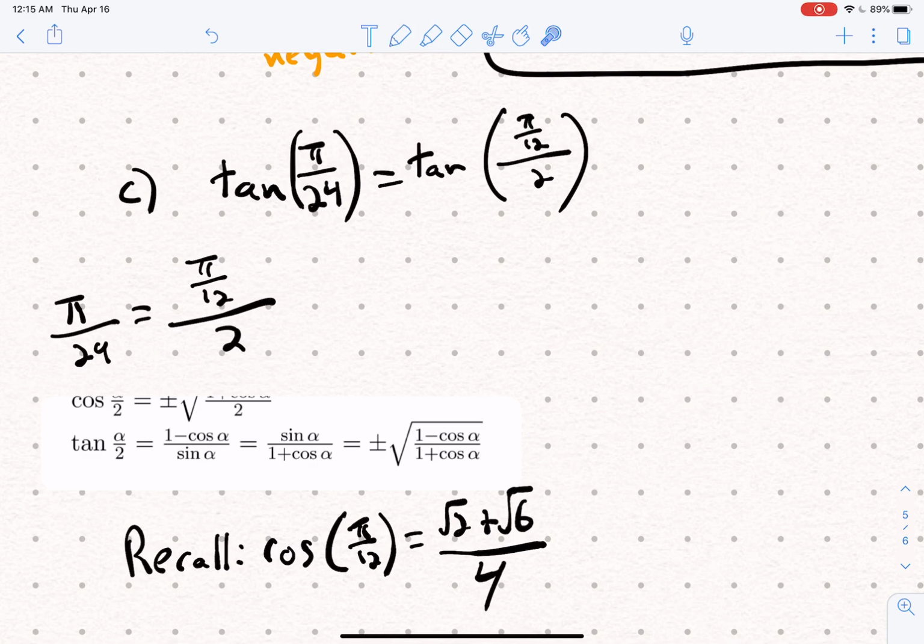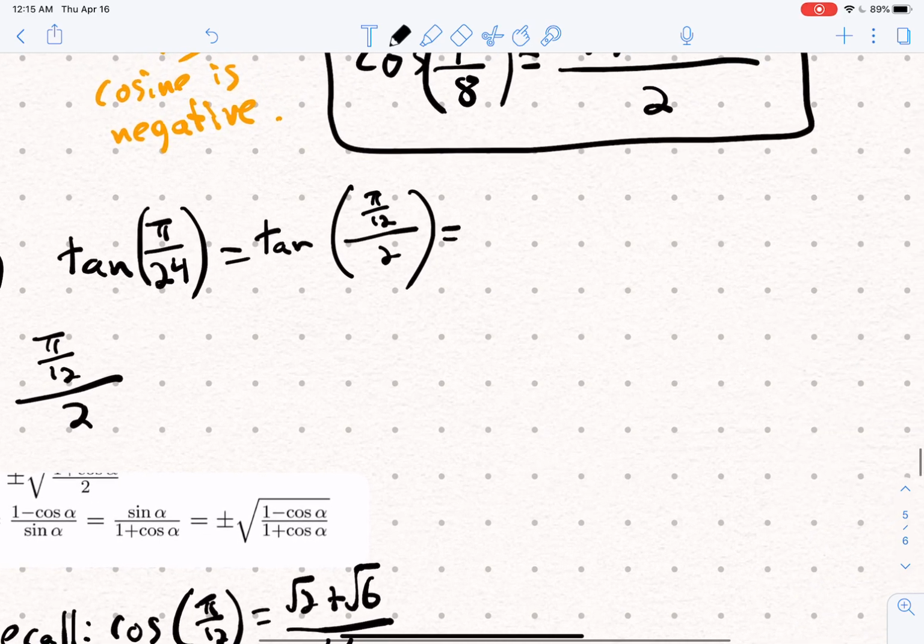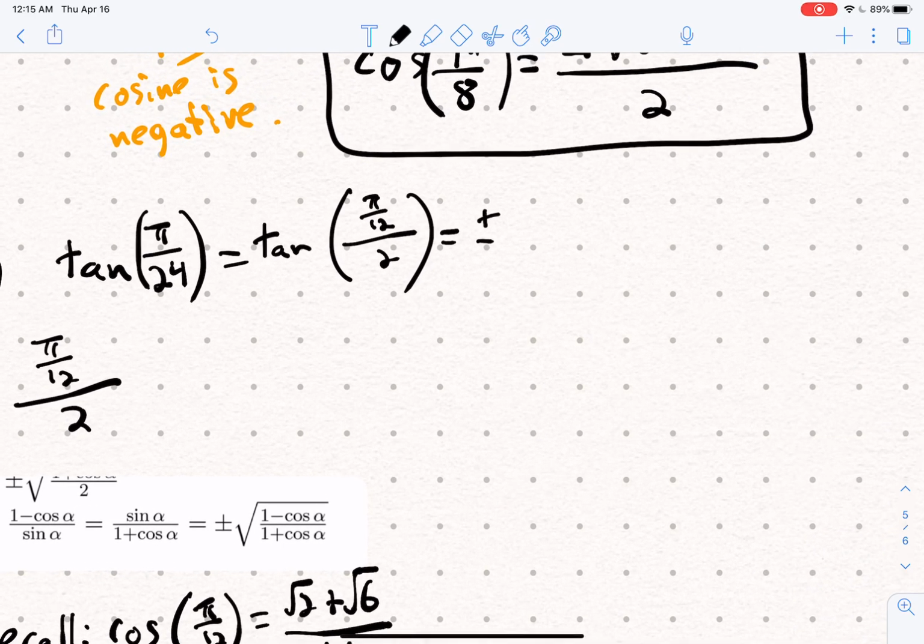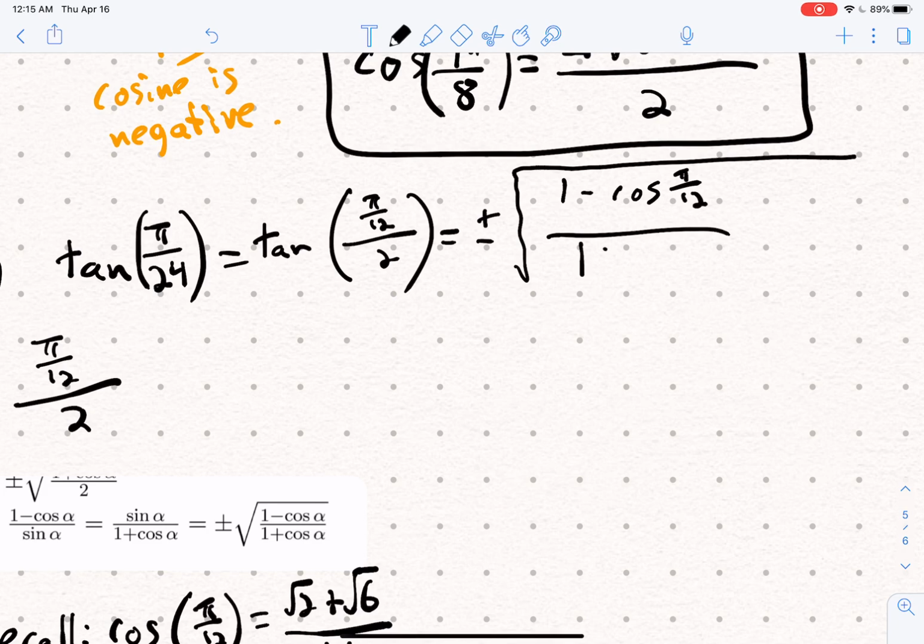What we're going to do is rewrite this tangent of pi over 12 over 2. This is my angle alpha, pi over 12, and I'm going to use this formula, substituting in pi over 12 for my alpha. Okay, so the whole thing is plus or minus, copying carefully and leaving myself a lot of room because this is going to be big and somewhat messy. We have 1 minus cosine pi over 12 over 1 plus cosine pi over 12.